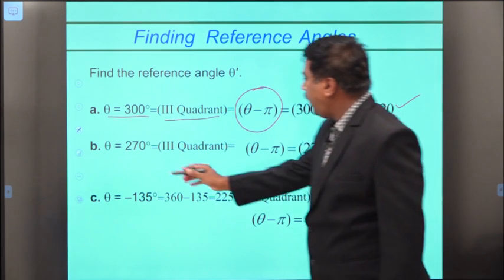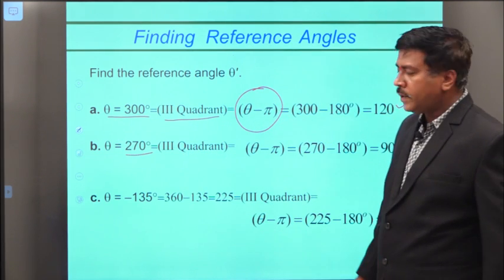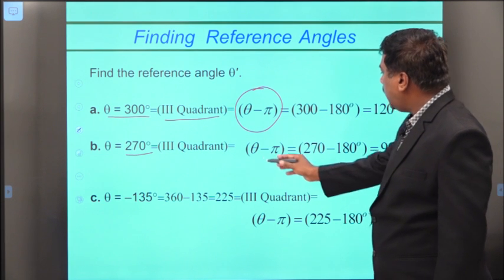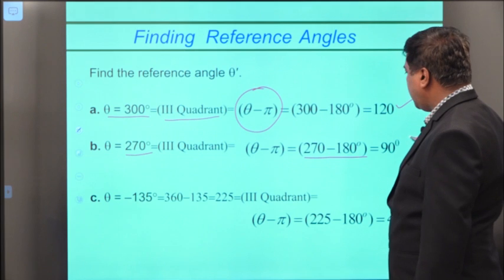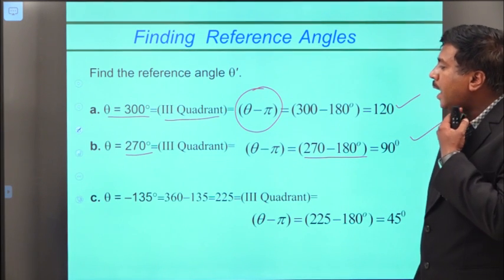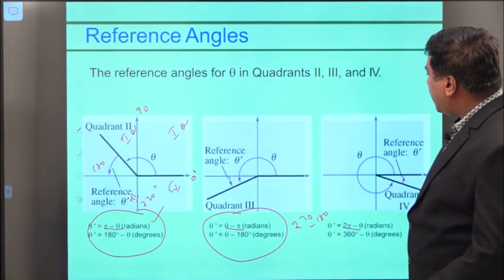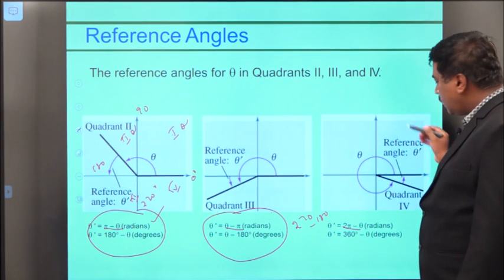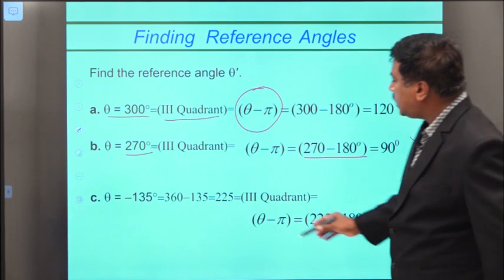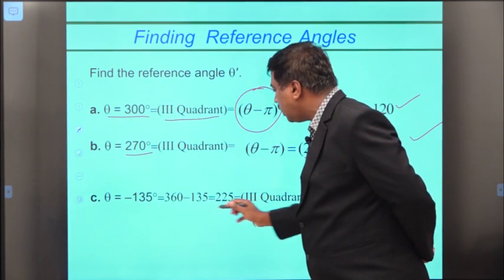Now, in a similar way, 270 is also in the third quadrant. Therefore, theta minus pi is equal to 270 minus 180, which equals 90 degrees. Here theta is equal to minus 135. Minus 135 means we should move in the clockwise direction. So that is why theta equal to minus 135 is also in the third quadrant.